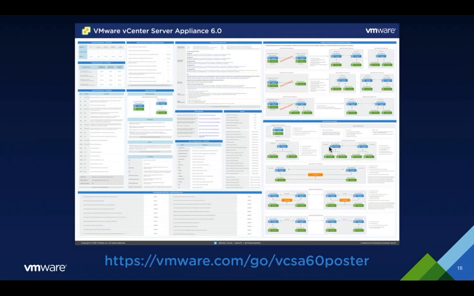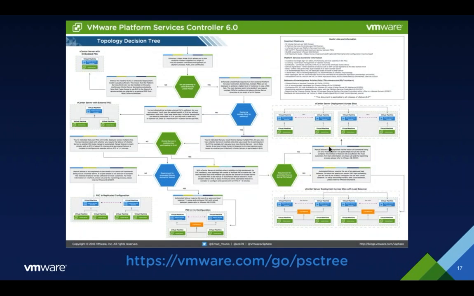Just some resources I want to point out before we go into the demo. We do have a VCSA poster out there in PDF, and it can be printed in poster size. So make sure you check that out. We are in the process of updating it to 6.5, so stay tuned. Same goes for the Platform Services Controller decision tree. That is also getting an update to 6.5, but this is a good way to make your design decisions.